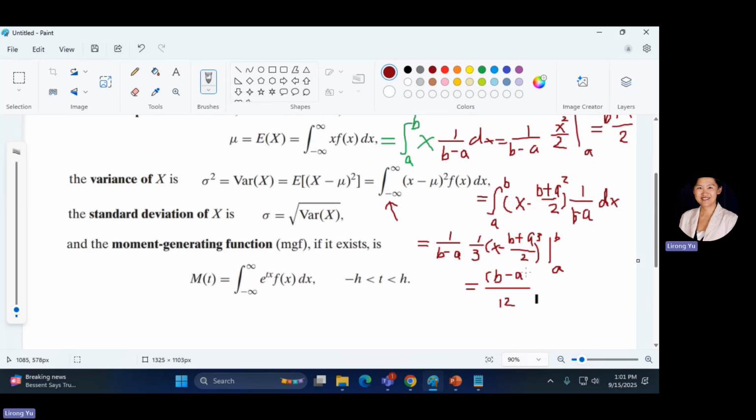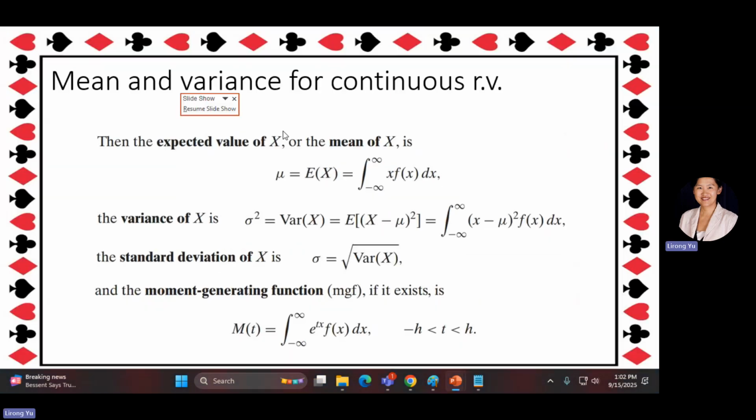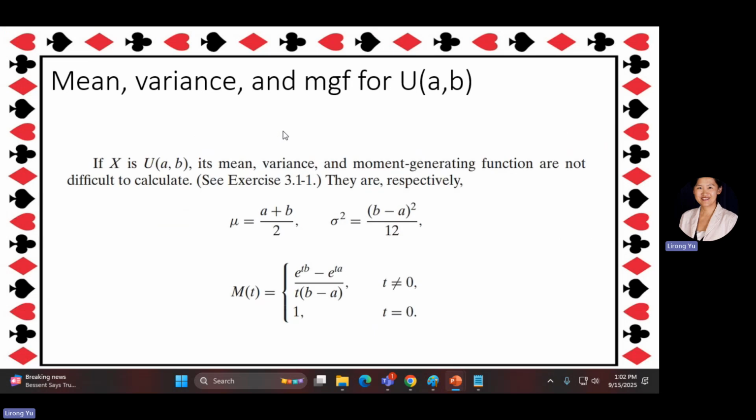That was the variance. And then standard deviation, of course, is the square root of the variance. And then we tried to apply those formulas to the uniform distribution, and that's how we get the variance.